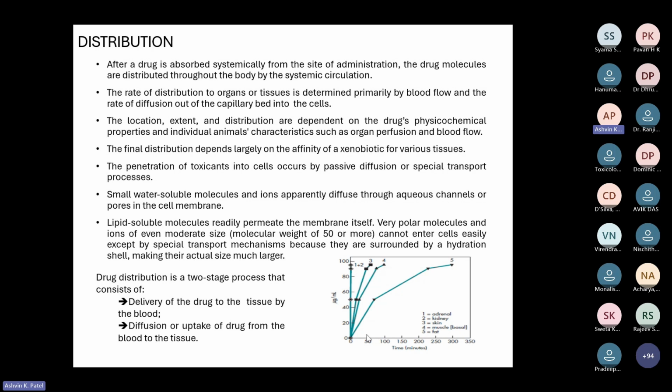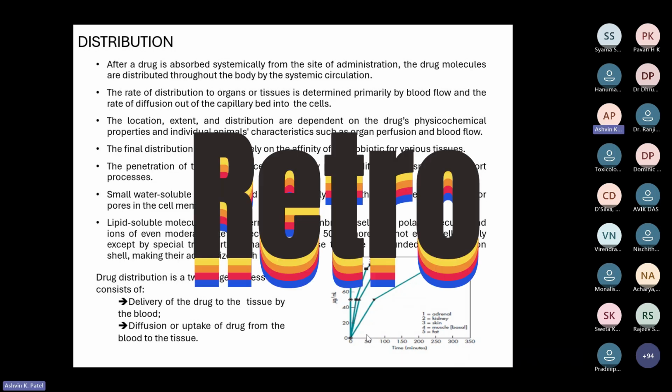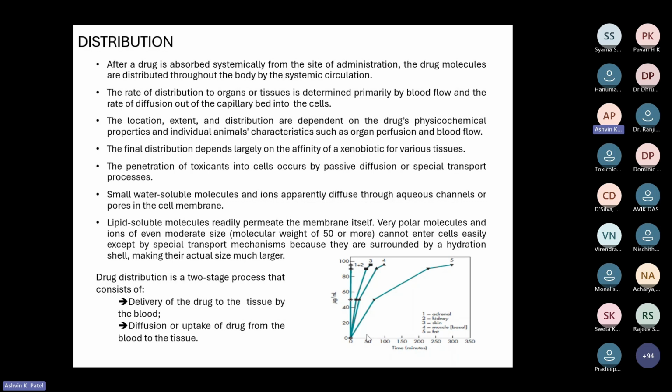Drug is distributed in a two-stage process: delivery of the drug to the tissue by blood, and diffusion or uptake of the drug from blood to the tissue. The drug has a different affinity towards the different organs or tissues. So drug affinity and blood flow for the tissue or organ determine the partition and accumulation of drug in different tissues. In this graph, a drug is distributed to 5 groups of tissue at various rates of equilibrium.